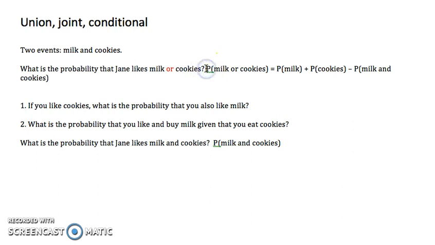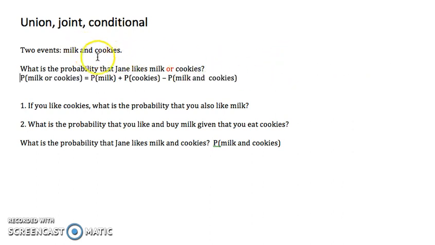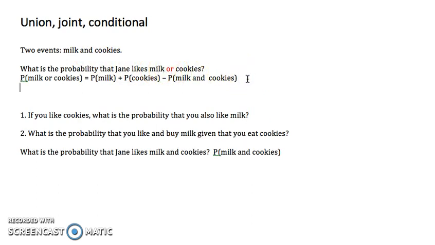Let me write it below. So we have first the union is equal to two marginals minus the joint. So to find a union probability, we take the two marginals, we add them up, then we subtract the joint. That's the formula for union. Let's move to conditional.